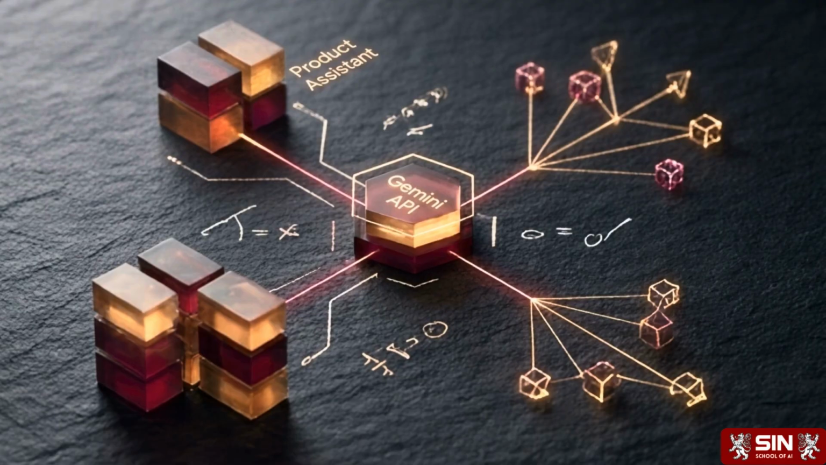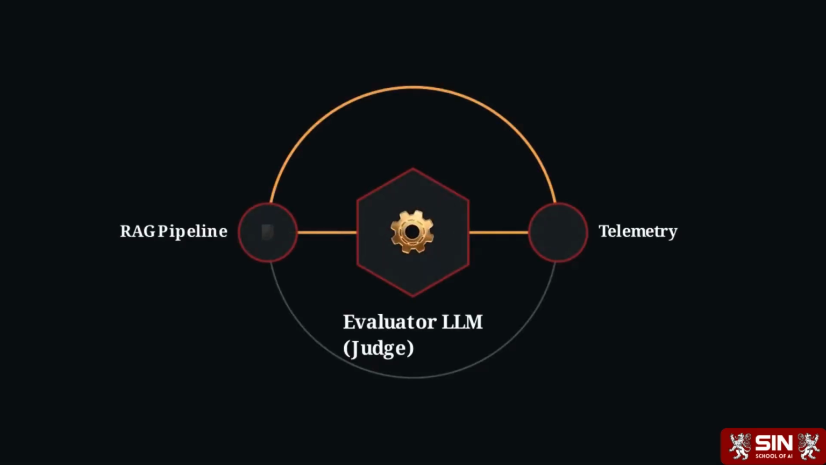We are going to build a complete product assistant from scratch, using the Gemini API to map semantic meaning. Once the system is running, we will construct an automated LLM as judge evaluation loop and a systematic debugging workflow to measure its accuracy.